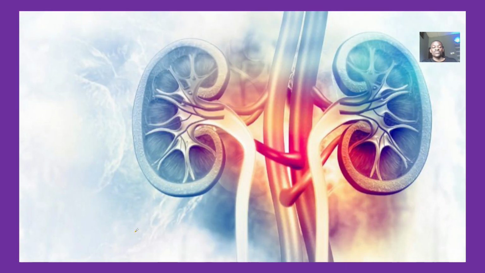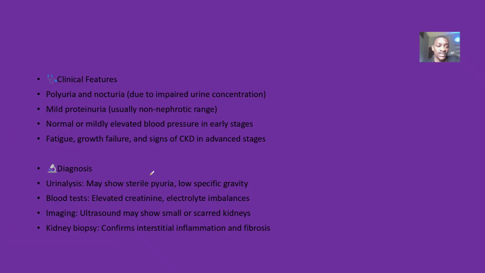Clinical features: such a patient is passing out a lot of urine, and they are passing out a lot of urine at night. That's nocturia. Mild proteinuria, so you can actually see proteins in urine. Normal or mildly elevated blood pressure. They are weak, growth failure, signs of CKD in advanced stages.